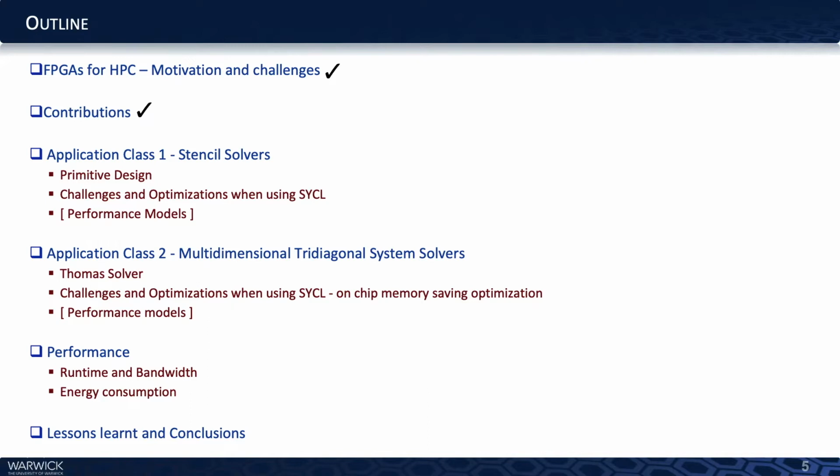Next, we move on to our second class of application, multidimensional tridiagonal system solvers, where we briefly note the different algorithms for direct solution of tridiagonal systems and establish how high throughput multidimensional solvers can be created using the popular Thomas algorithm. We also discussed challenges in implementing it on FPGA, mainly leading to the optimization to reduce the on-chip memory consumption of the Thomas solver.